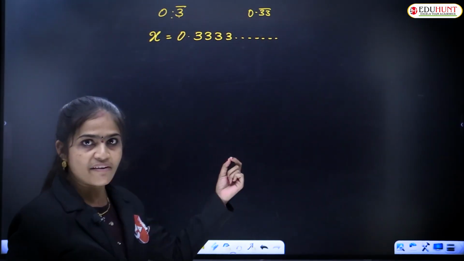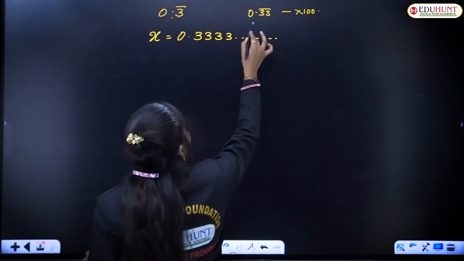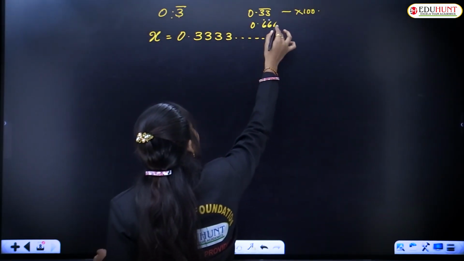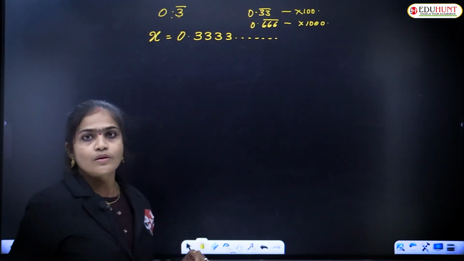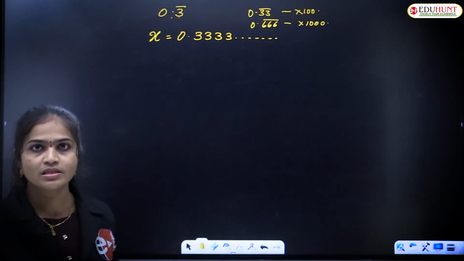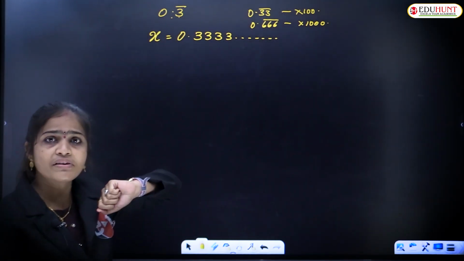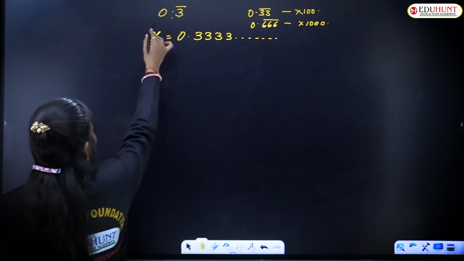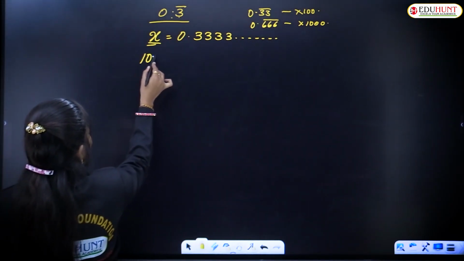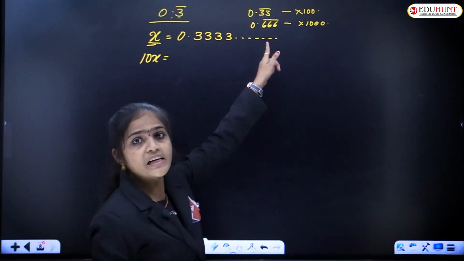If two numbers have the bar, then I want to multiply with 100. Or 0.666 bar, three numbers are there, so I want to multiply with three zeros, that is 1 followed by three zeros, which means 1000. So here, after the decimal point only one digit has the bar symbol, so I want to multiply this with 10. So 10 into x is 10x.